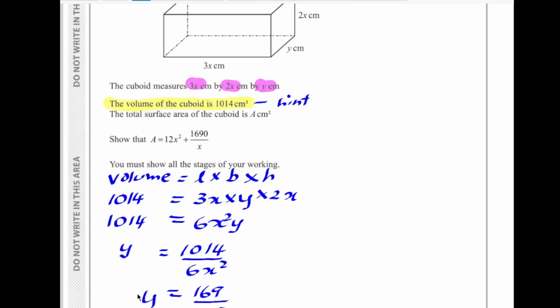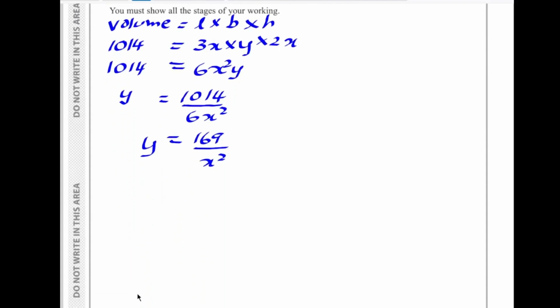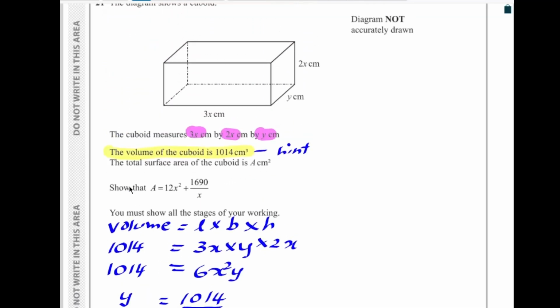Now let's see how to get the surface area. This is a cuboid. Therefore, we can write that for the cuboid surface area, there are 6 surfaces in a cuboid.